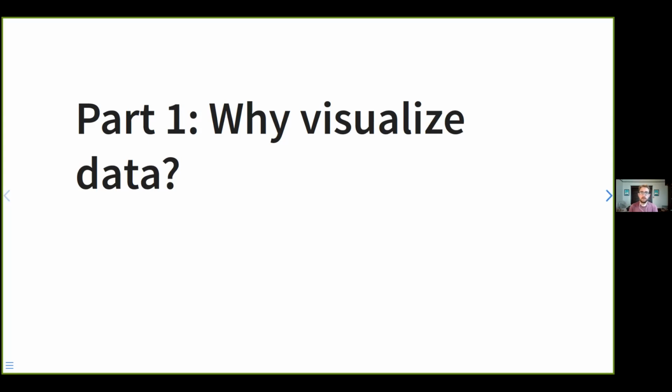Okay, so part one, why visualize data? A few answers to this question come to mind. One is to explore or to better understand your data. This is sometimes termed exploratory data analysis, or EDA. And you'll see why this is important in a second.